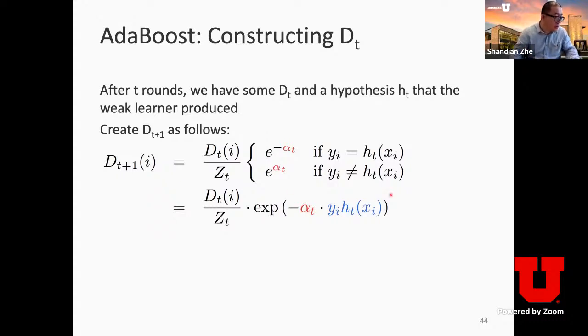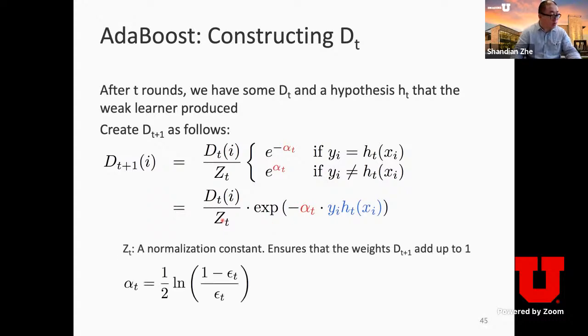Someone asked about Z_t: is y times h_t binary values? Yeah, it's binary values, but it's not 0, 1. It's -1, +1. And it's just to ensure that you can use this trick to conveniently update the sample weights. So any questions so far?